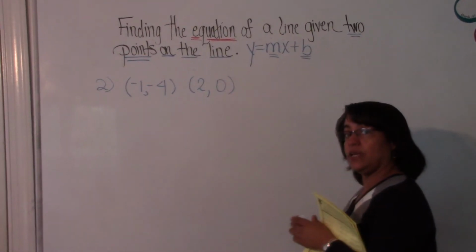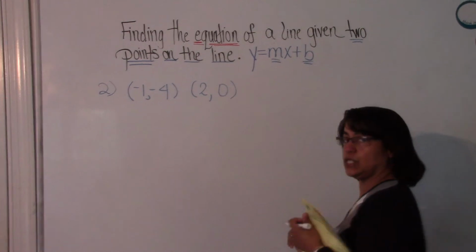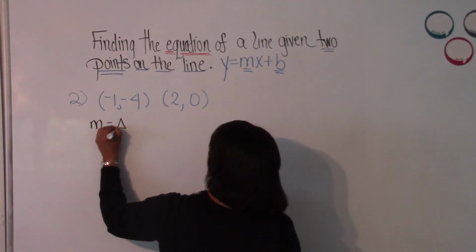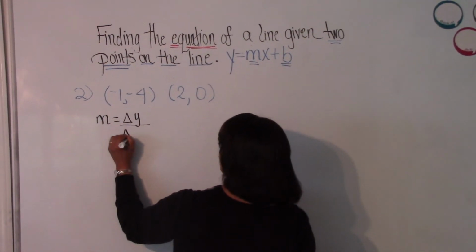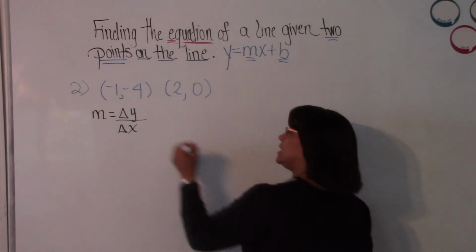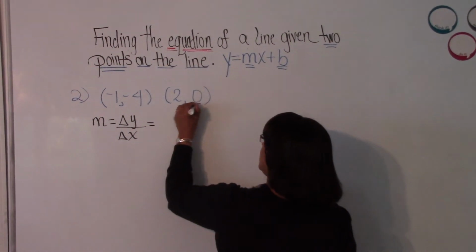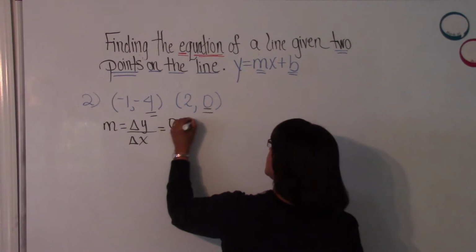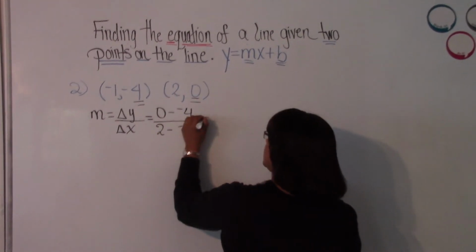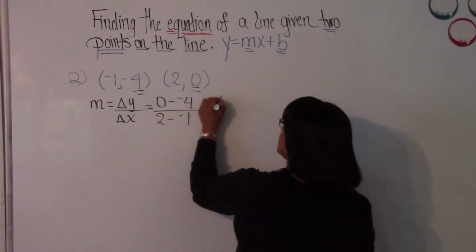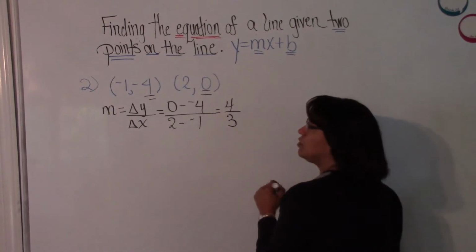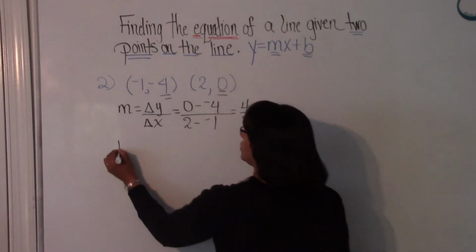So what's the first thing that we have to find? The slope, good. So again, our slope is equal to our change in y, which is our vertical change, over our horizontal change, which makes sense because it's rise over run. So it's equal to 0 minus -4 divided by 2 minus -1. So minus and negative becomes a positive 4. 2 plus 1 becomes 3. So now we have m is 4/3.